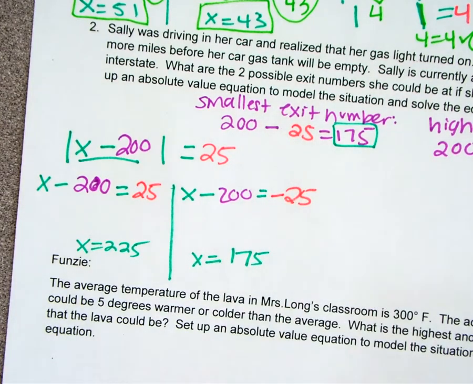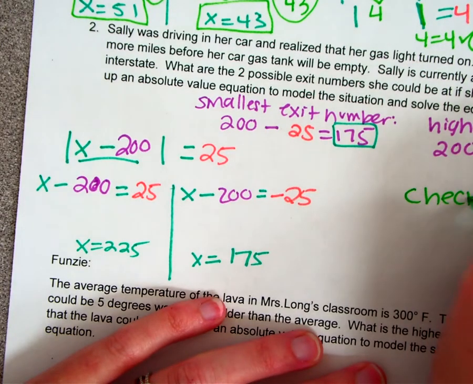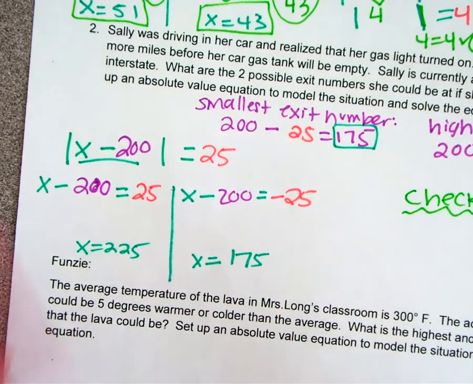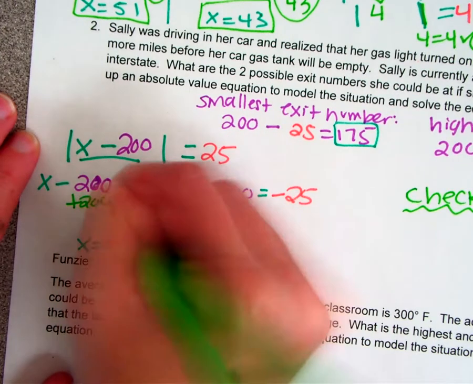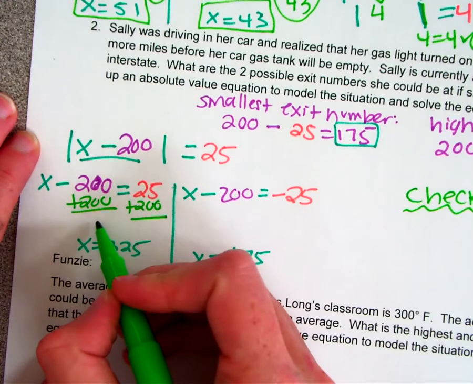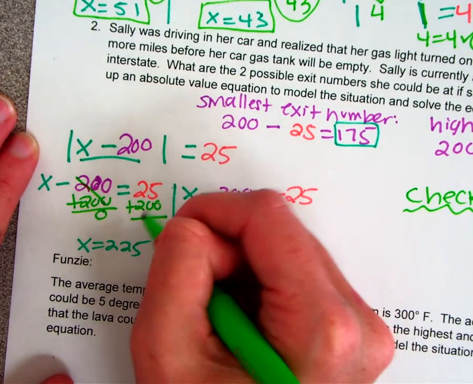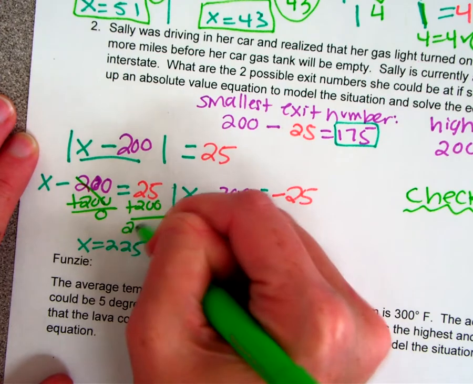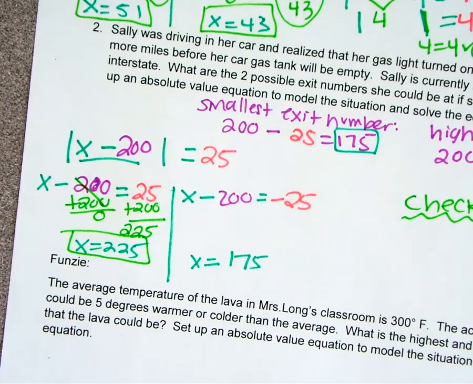All right, let's solve this thing. And don't forget, at the end, we need to check our work. So how do you move a negative 200 to the other side? You add it on both sides. Nice. Negative 200 plus 200 will cancel and turn to 0. 25 plus 200 is 225. Awesome sauce. We got the right answer.